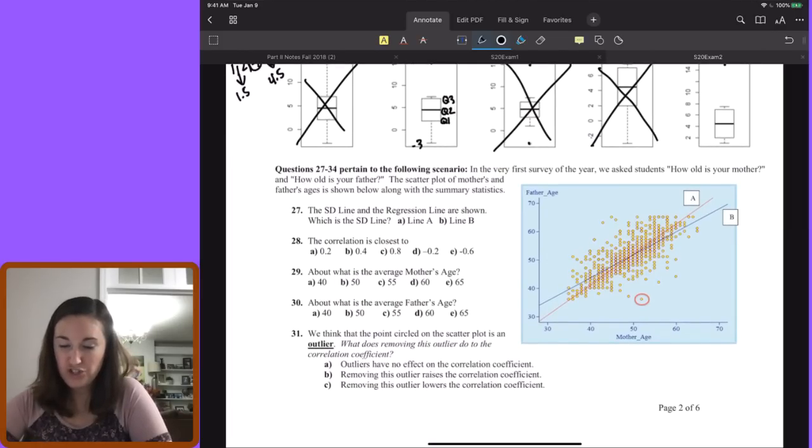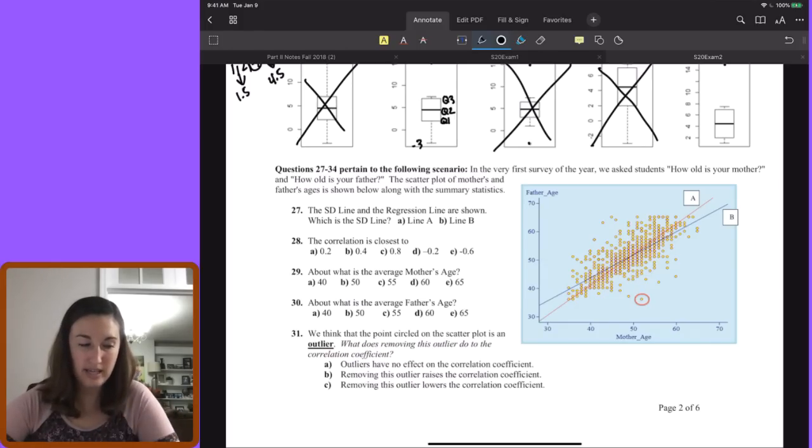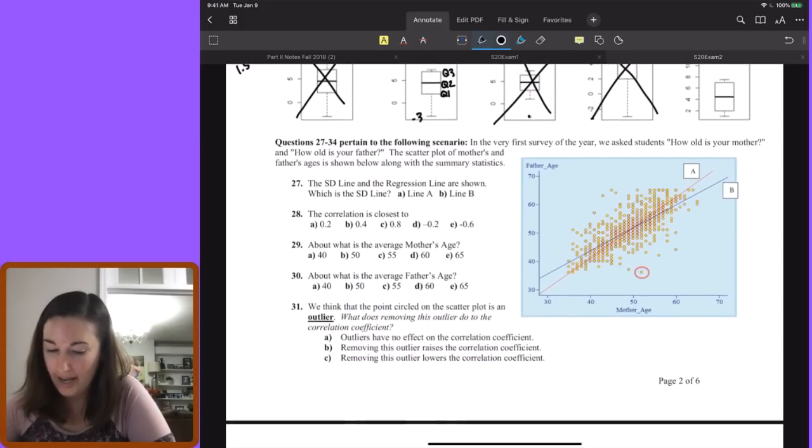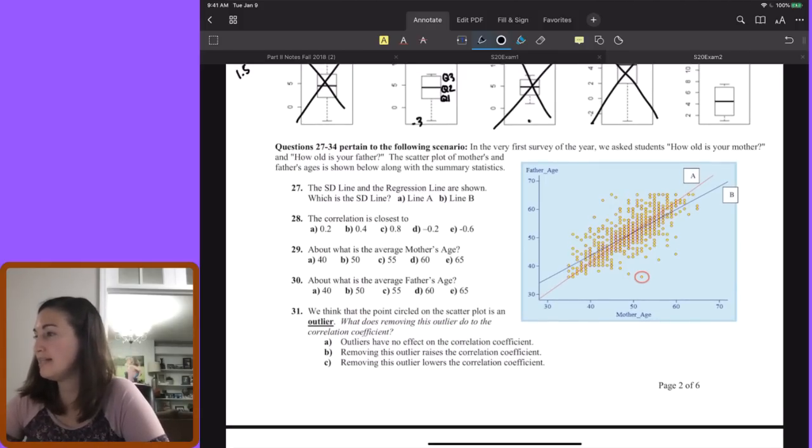Next set of questions pertain to the following scenario. In the very first survey of the year, we asked the students, how old is your mother and how old is your father? So here are the summary statistics, and let's go ahead and answer questions about this plot.